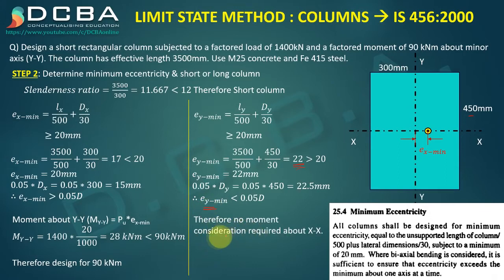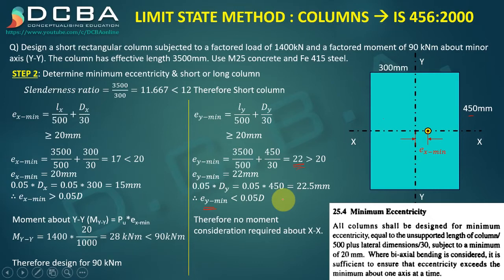So no moment consideration is required about the x-axis, because the moment that would have been generated by this eccentricity Ey minimum would have been about the x-axis, correct? Because Ey minimum would lie somewhere here. So Pu multiplied by Ey minimum would give you moment about the x-axis, but it is not to be considered because Ey minimum is less than 0.05 times D. Fine.